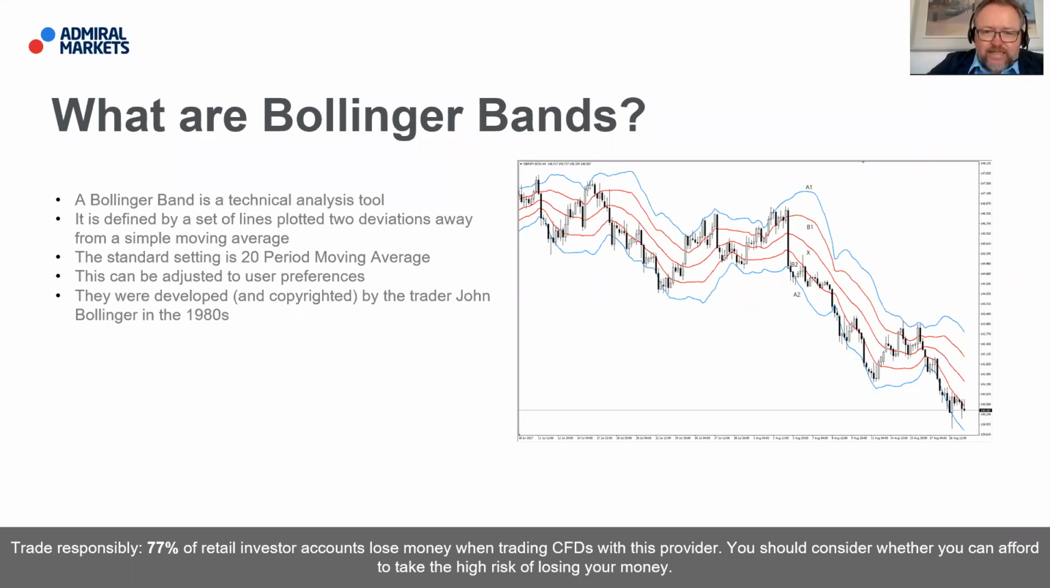What you'll find is the standard setting is a 20 period moving average. Some people will use other period moving averages. You can set a Bollinger Band around any particular moving average that you would like. But the most popular and most common is a simple 20 period moving average. As I said, it can be adjusted to your preferences, and I know traders will tweak that towards their own concerns.